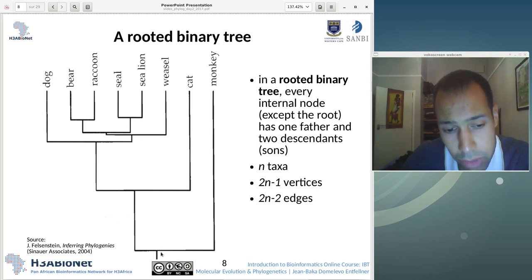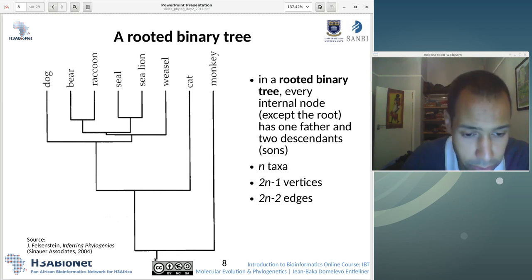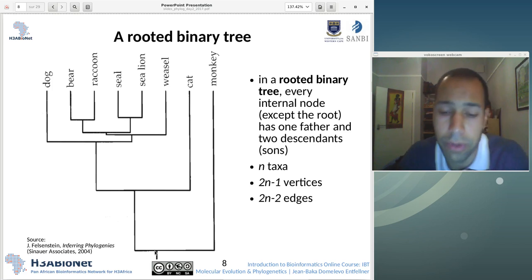This is not really an edge in a rooted binary tree. This small dangling piece of string here is not an edge. It's just to mention where is the root. Okay.